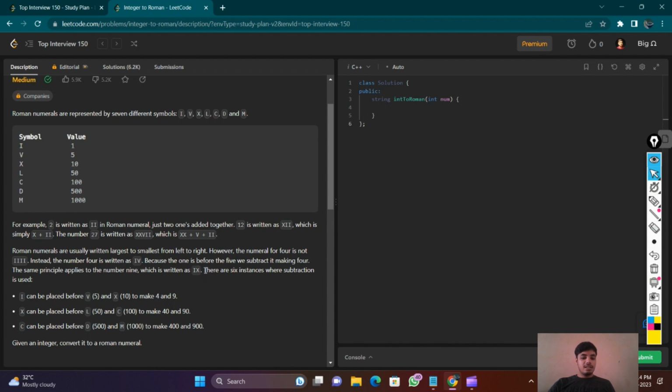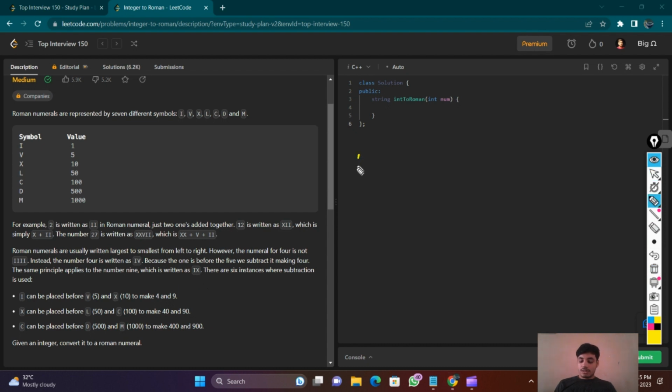So there are six instances where this is going to occur, that means we have to subtract the values. Here they are: 4, 9, 40, 90, 400, and 900. So this is the question and all the conditions, as you have previously also understood. Now let's see how we can solve this question.